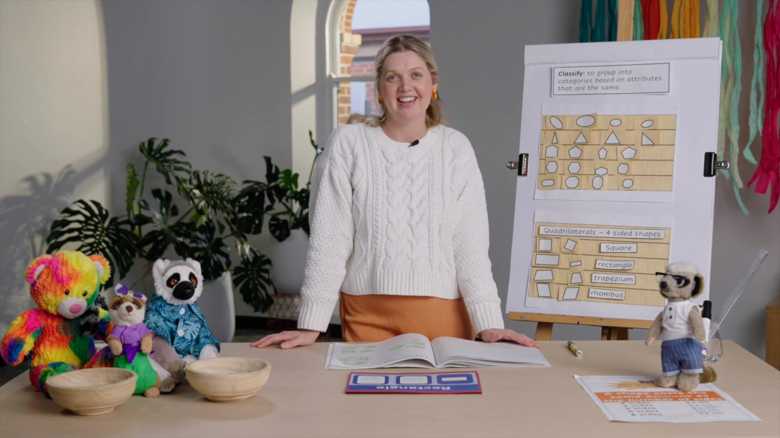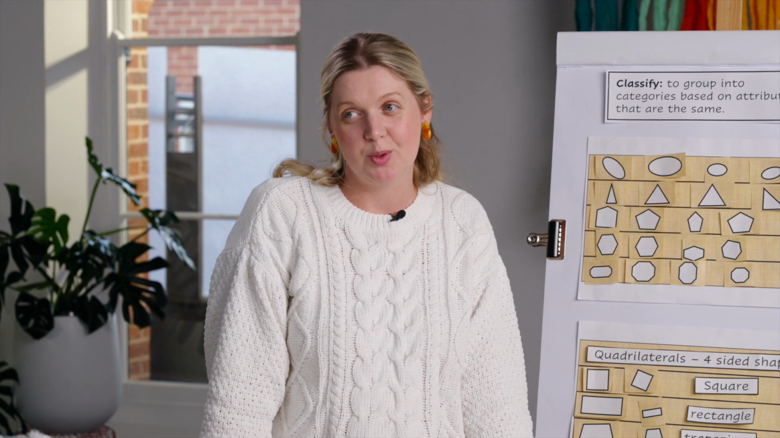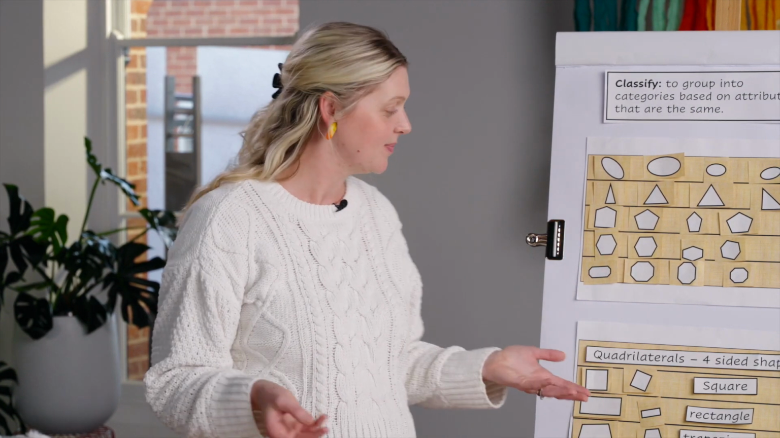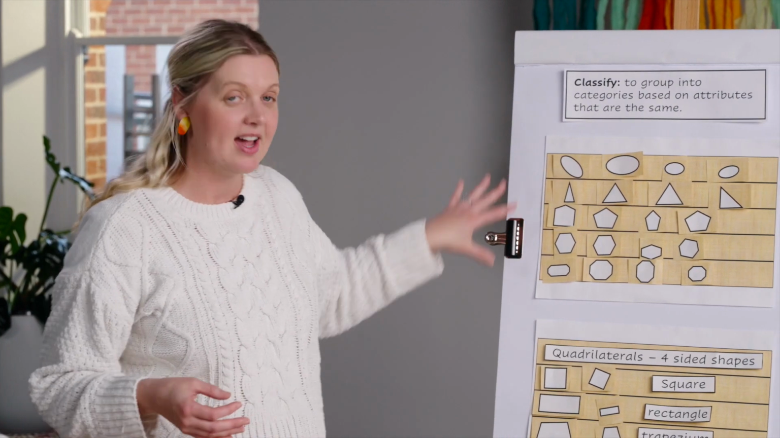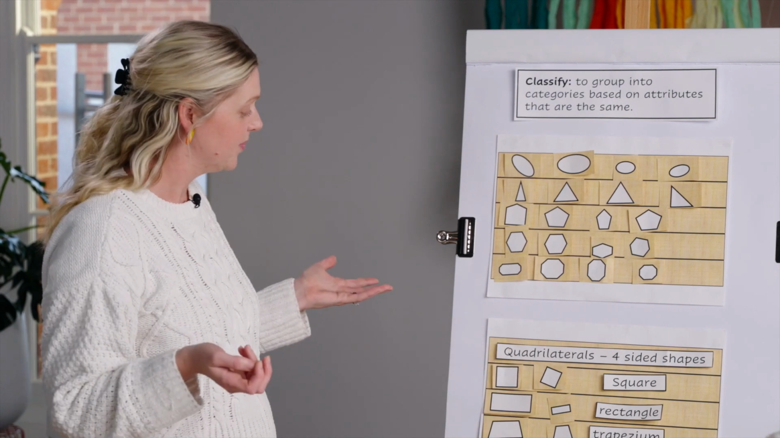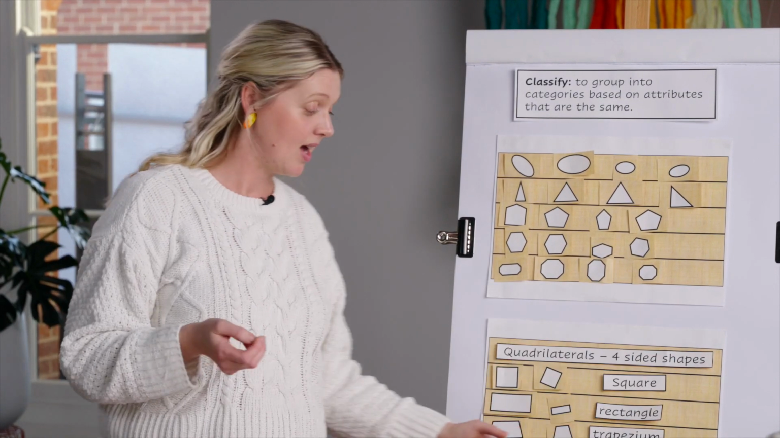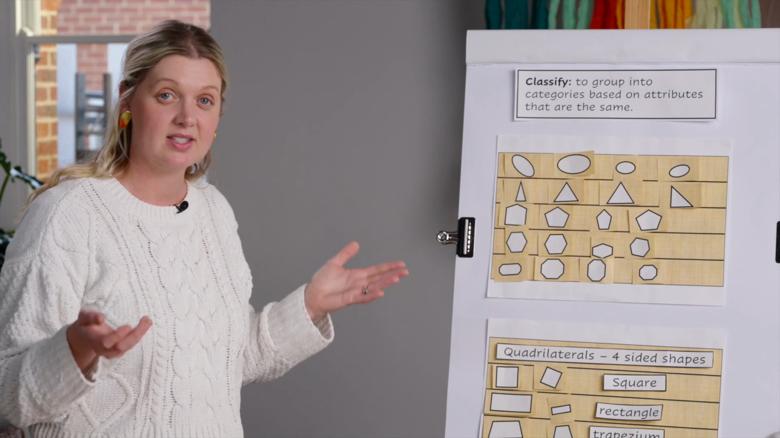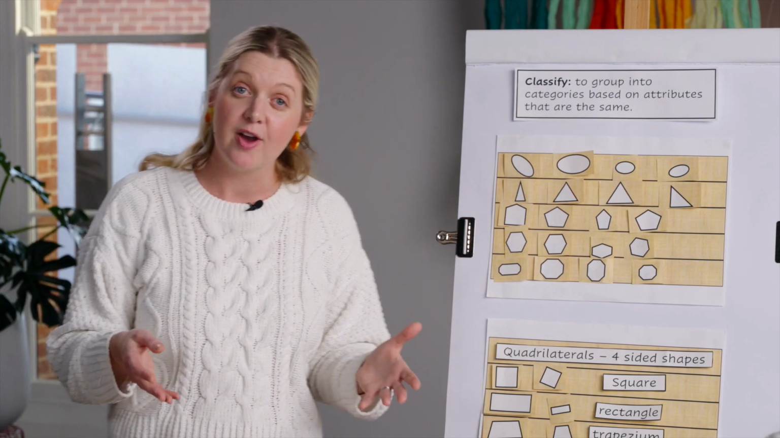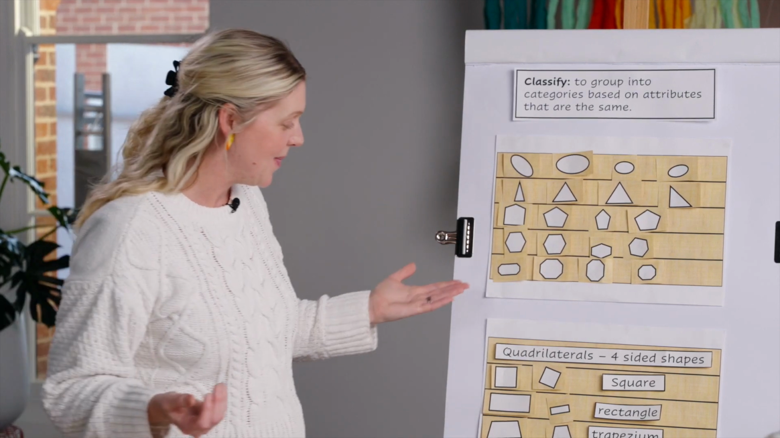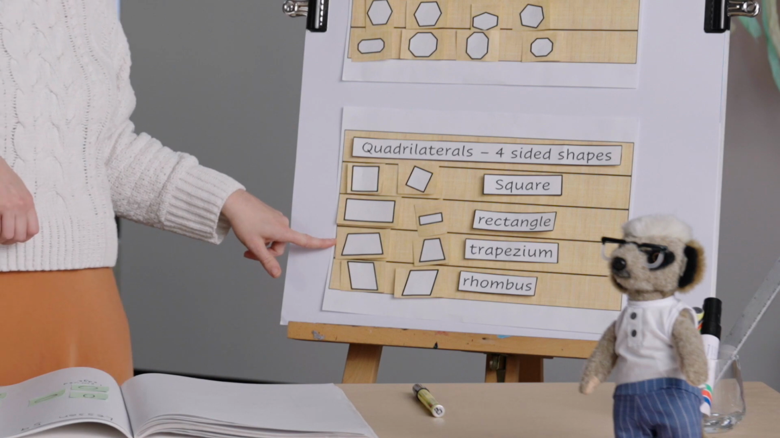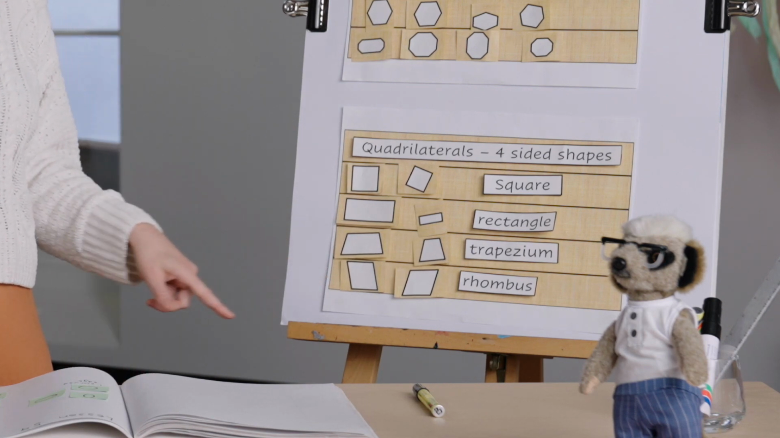My name is Danielle. You may have joined me in Lesson 59 when we classified shapes. We classified a variety of shapes by the amount of sides they had. Now we know that these are all quadrilaterals because they have 4 sides. Then we classified them even further into groups of squares, rectangles, trapeziums, and rhombuses.